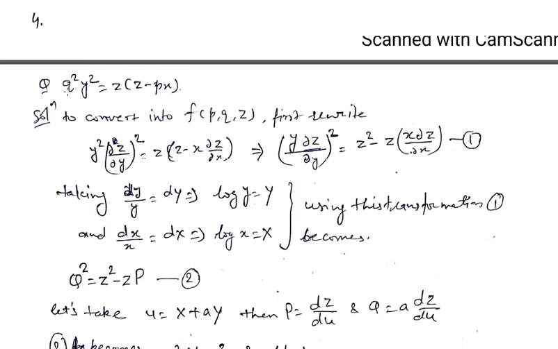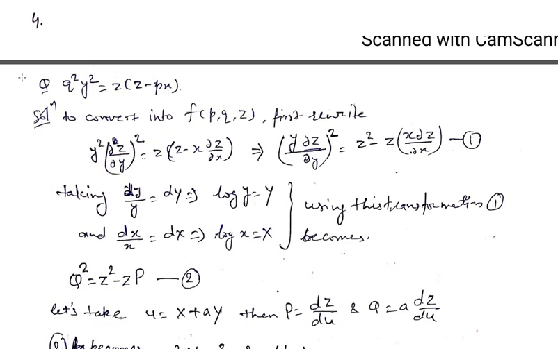Now let's take one more problem. q square y square equals z into z minus px. Here x and y both are present. So if we want to apply this method, first we have to remove x and y using some transformation.